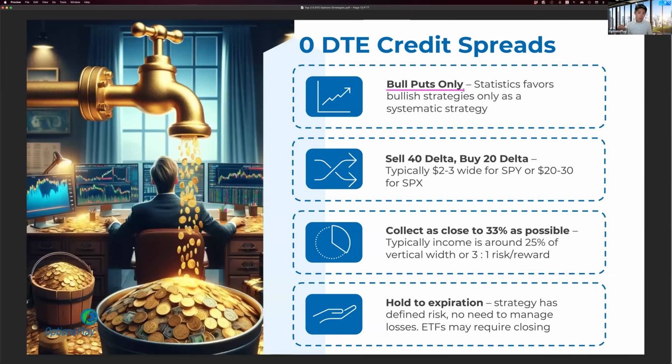You don't really have to manage these trades, but if you're doing it on SPY or QQQ, you do have to be aware of assignment risk, right? So if it drops below your short strike price, you do want to close this before expiration to avoid being assigned on it. But otherwise, if you're trading index options, you can just hold them into expiration and leave them there.